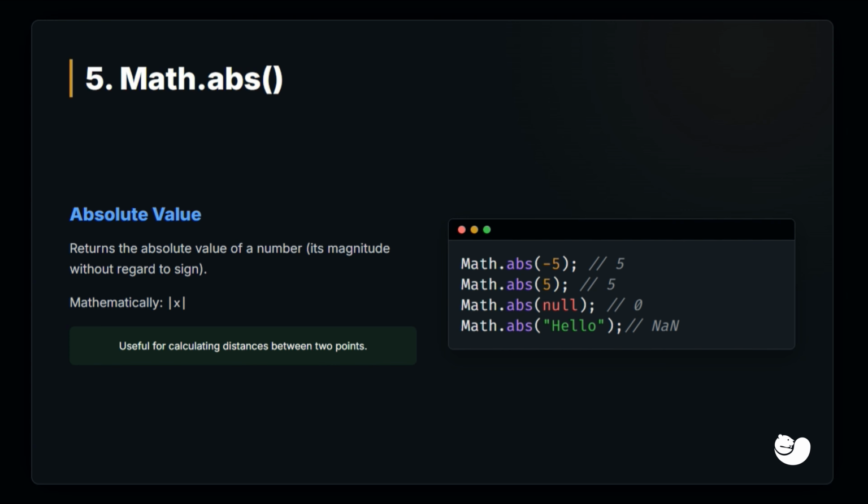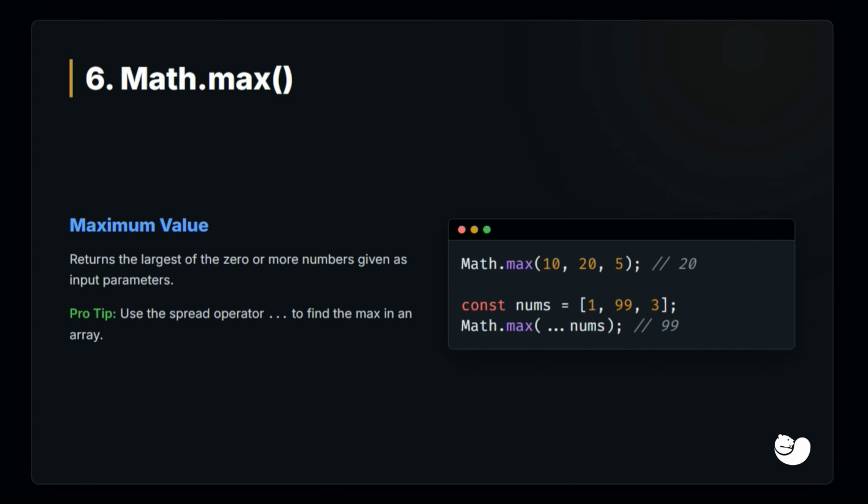This simple function is mathematically profound and essential for calculating the difference or distance between two numbers without worrying about which one is larger. For instance, to find the gap between a user's score and a high score, you subtract them and apply absolute value, ensuring the result is always a positive distance. It is also the first step in collision detection algorithms in games, where you check overlap based on distance rather than coordinates. It effectively tells you how much without caring about which way.